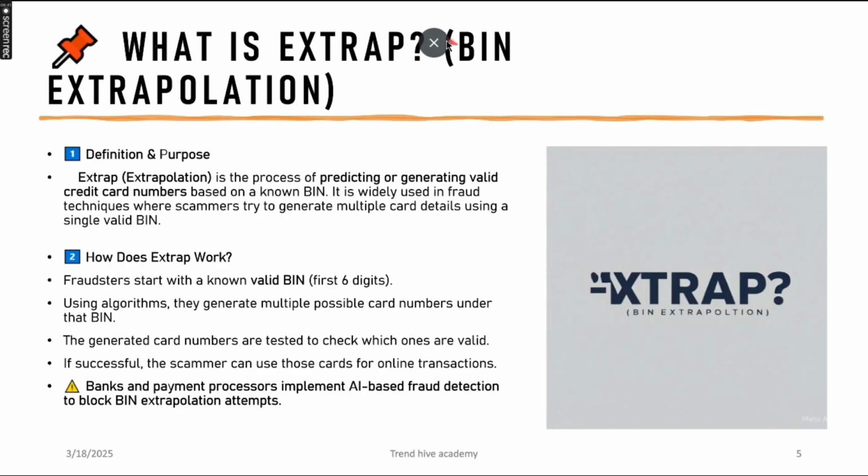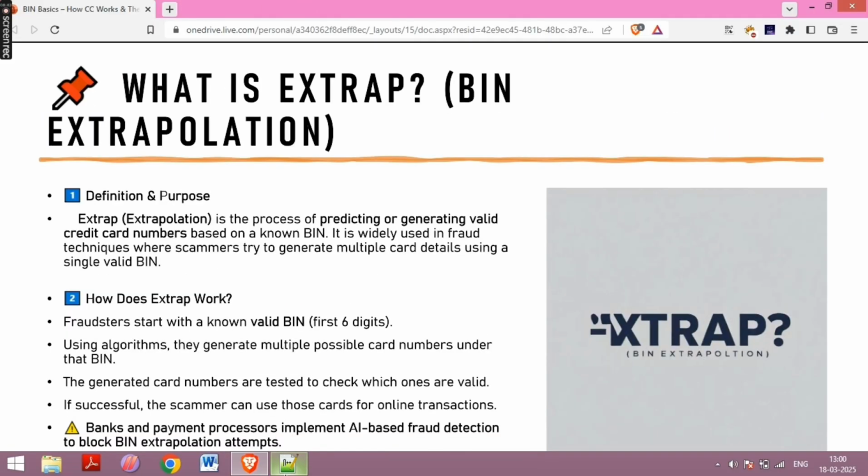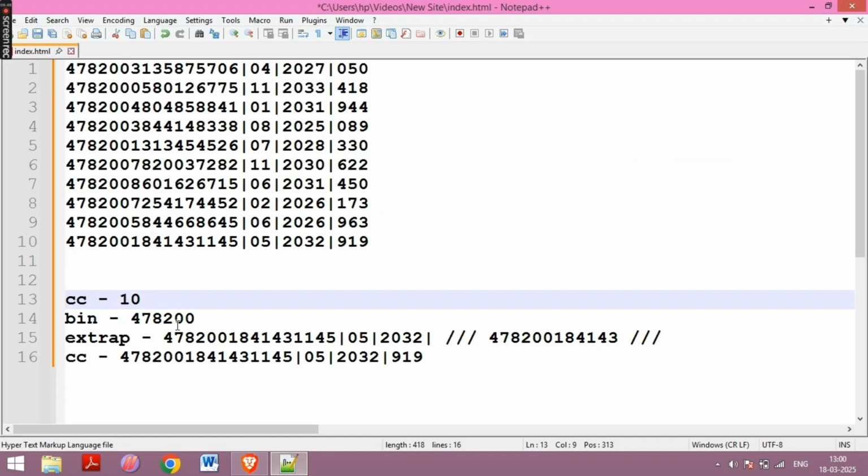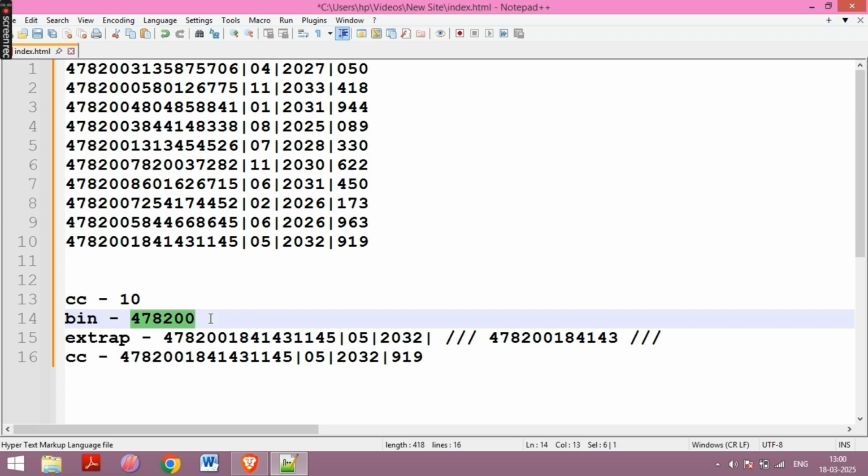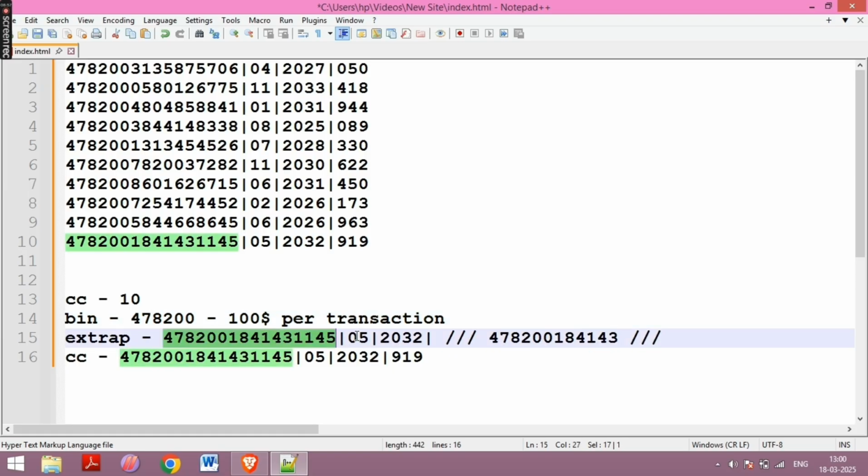What happens? Let's say the scammer got a BIN which is giving a hit of $100 per transaction. Then what will the scammer do? They will make an extrap. What will be the benefit in the extrap? Here he has only a BIN, but in extrap he will have a particular year and month of expiry.